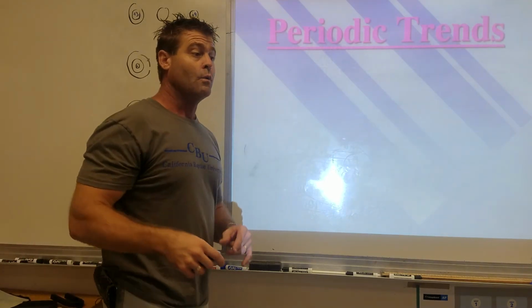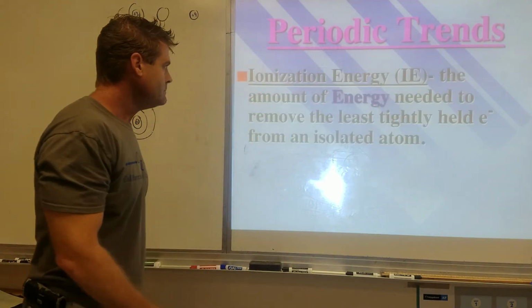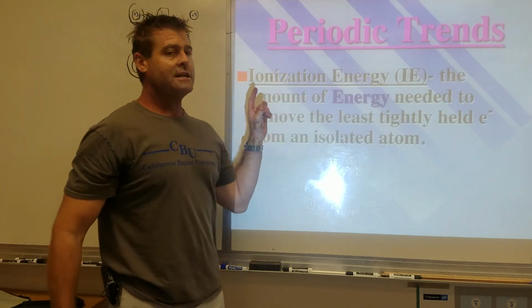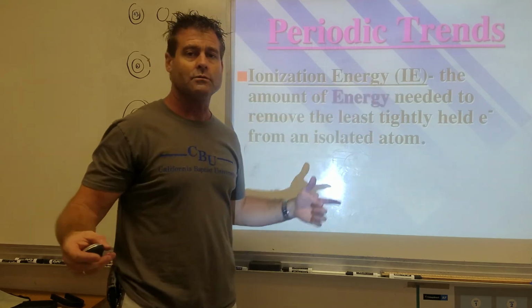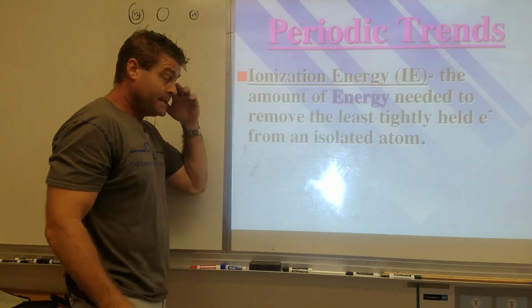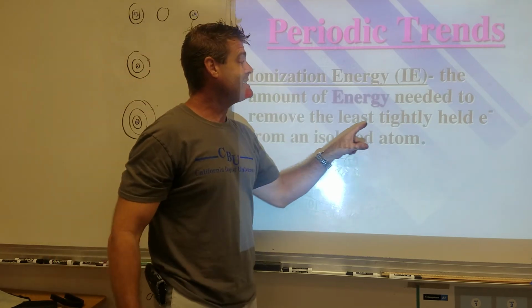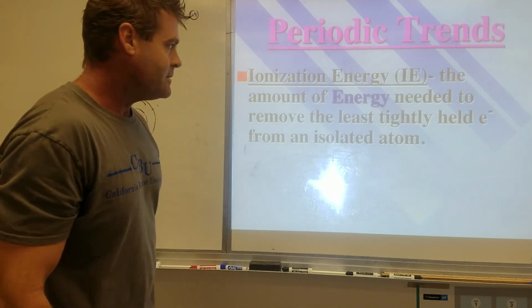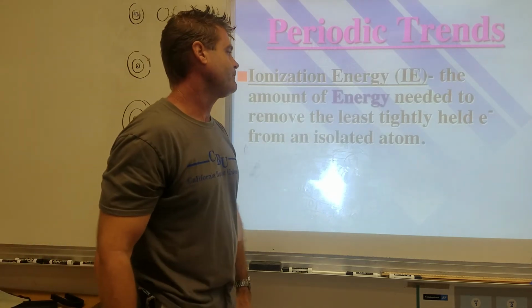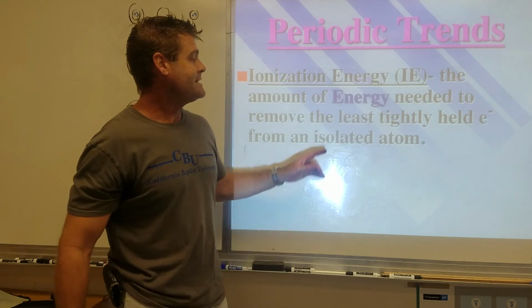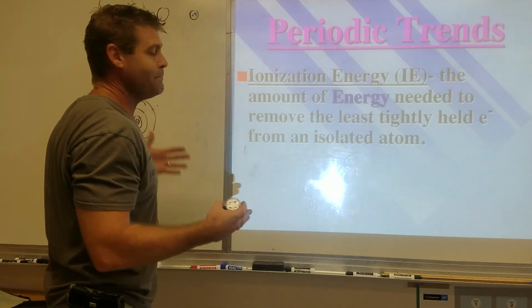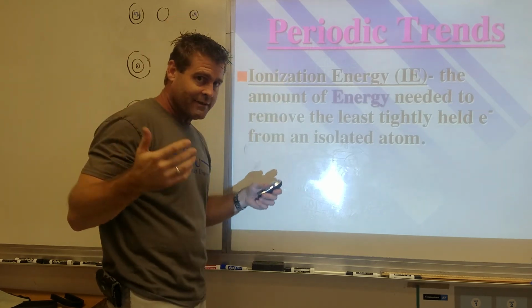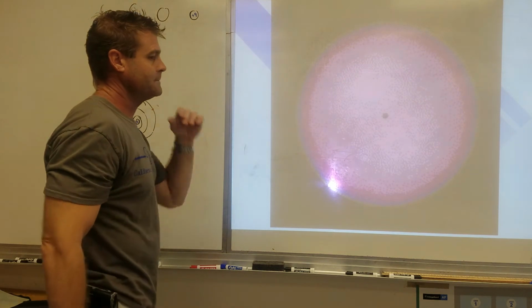All right, one last periodic trend, guys. Stick with me. Big concept. You guys need to know what this is. Write it down: ionization energy, big word, so we tend to abbreviate it IE. Whenever you hear IE, ionization energy, that's the amount of energy needed to remove the least tightly held electron from an isolated atom. That's the ionization energy. When it says the least tightly held electron, what electrons would that be? Wouldn't that be the outer electrons, the valence electrons?